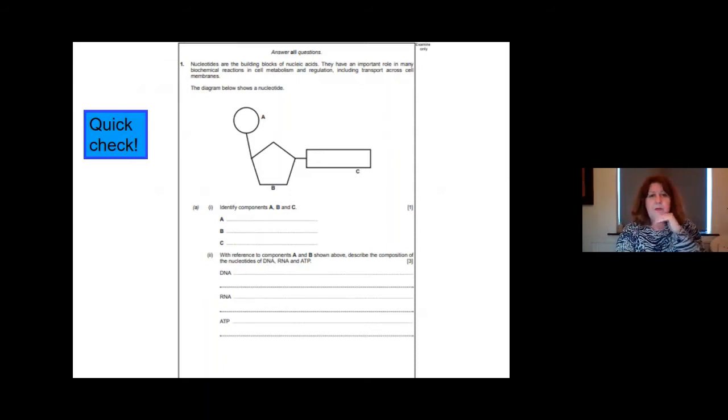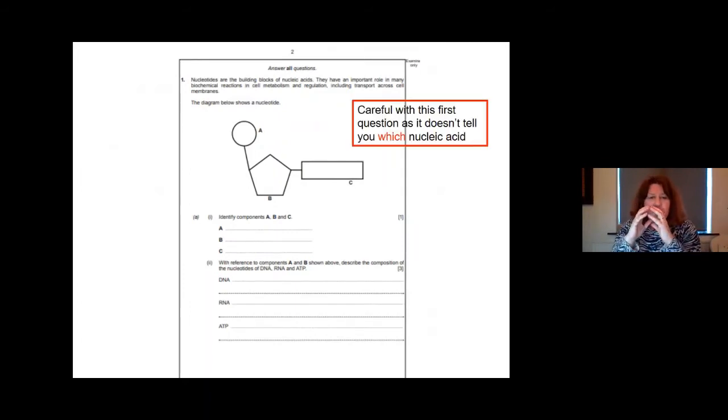Okay, so the first thing I would say to you is just be really, really careful with this question. I'm going to give you another short pause to try and think about the answers, but this question asks you about nucleotides. It doesn't actually say which nucleic acid. So careful, as I've said there, it doesn't tell you which nucleic acid, and that is really important with part A1. So have a go then. What are components A, B and C? If this was not any nucleic acid in particular, what could that be? Okay, so now we've had a little go with that.